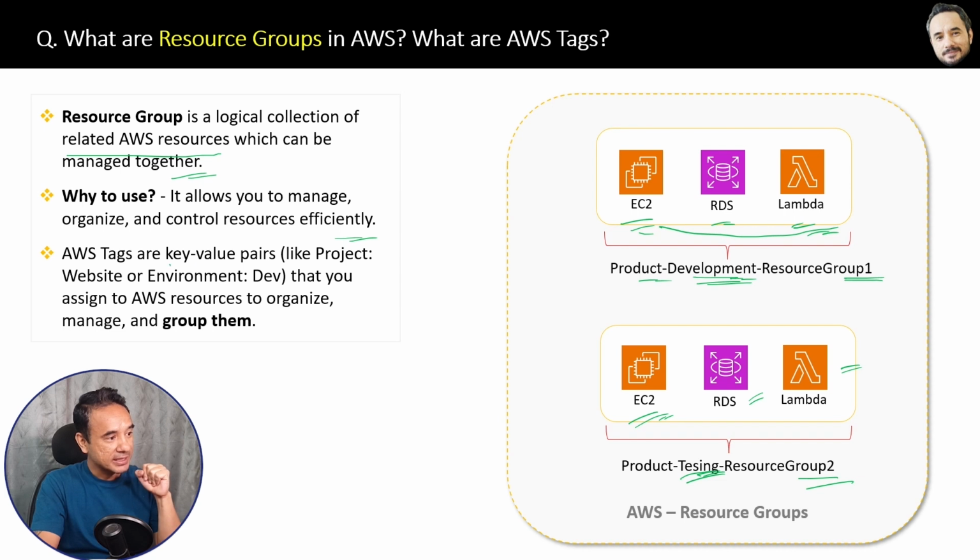AWS tags are key value pairs like this: project, website, environment, dev, that you assign to AWS resources to organize, manage, and group them. Okay. For example, one EC2 instance you can tag as environment dev. Then next EC2 instance you can tag as environment prod. Okay, that's how you can keep them in different groups. Great. That is the answer to this question.